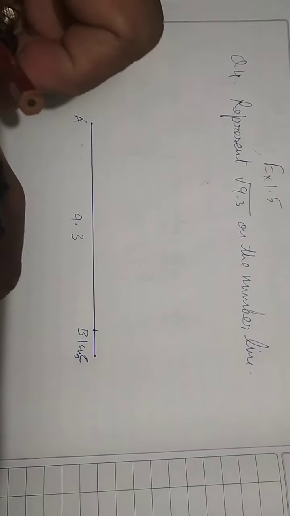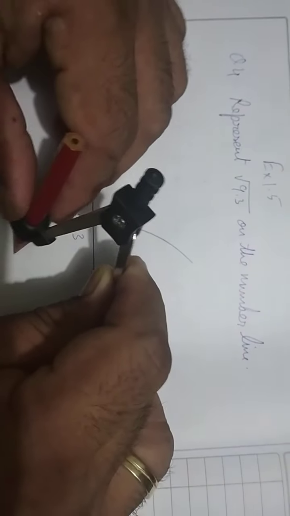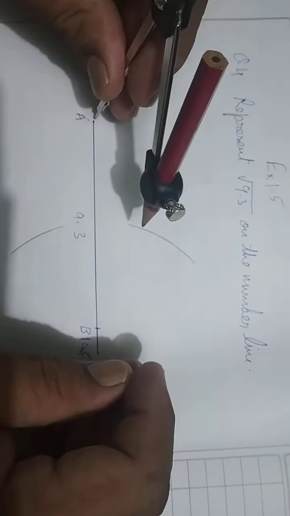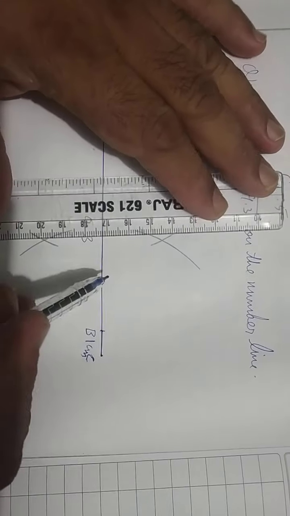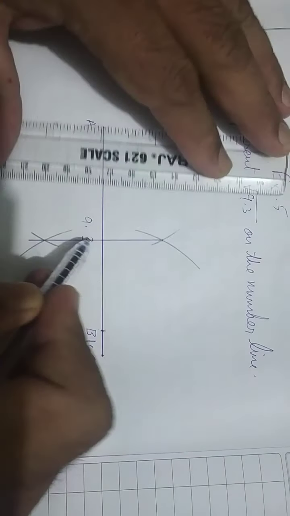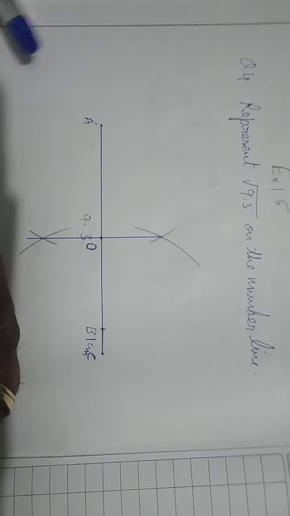Now find the midpoint of AC. For this, approximately stretch this compass more than half of AC. Draw an arc like this, another arc below this AC. Now from A, cut these two arcs. So join these 2 points. This is the midpoint of AC. Let it be O.